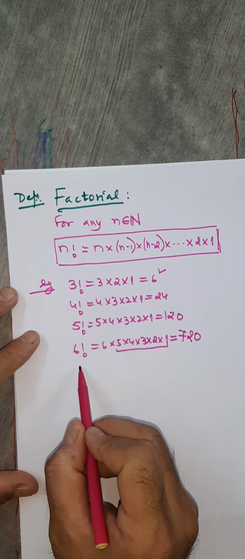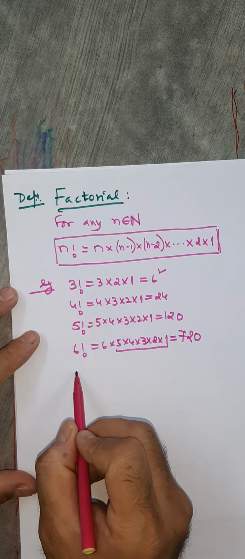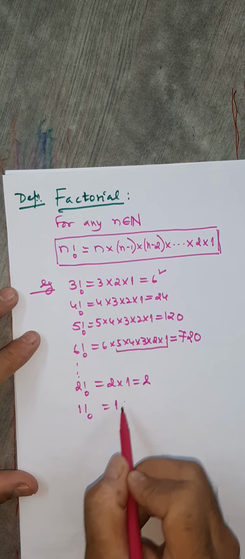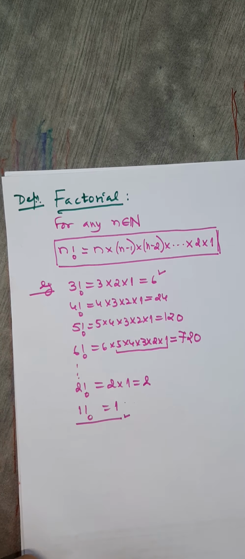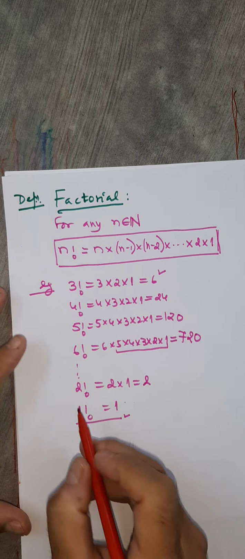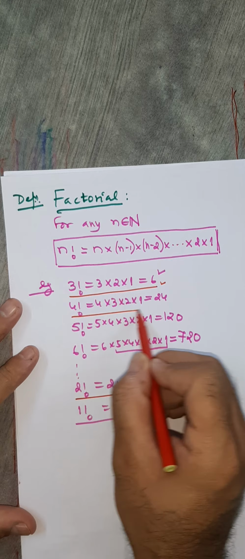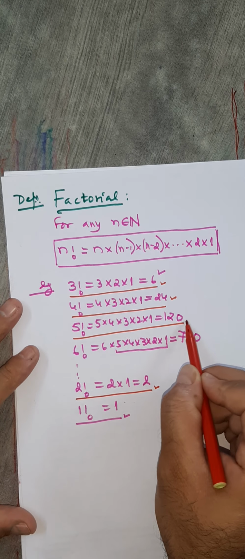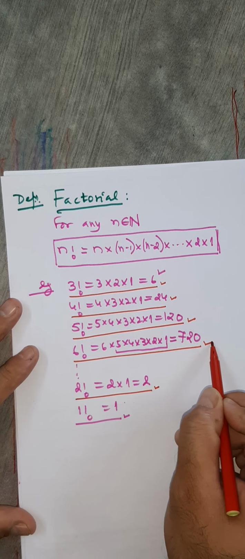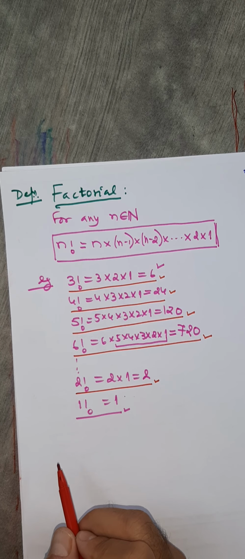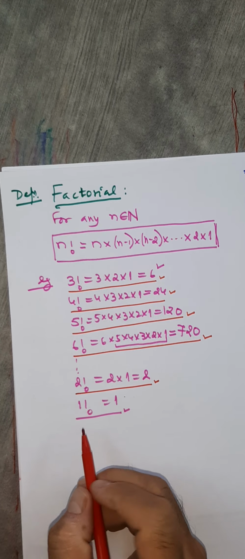7 factorial and so on. Before that, let me write 2 factorial. 2 factorial is just 2 into 1, that is 2. What is 1 factorial? That is just 1. So 1 factorial is 1, 2 factorial is 2, 3 factorial is 6, 4 factorial is 24, 5 factorial is 120, 6 factorial is 720. At least up to this you need to remember. 7 factorial, 8 factorial and so on you can write.